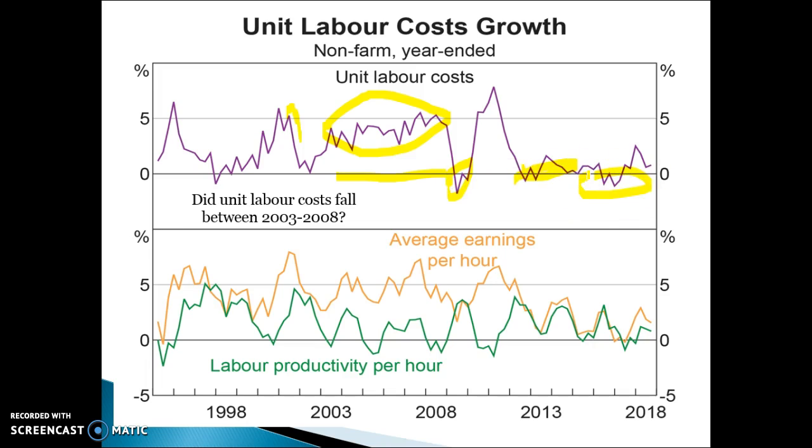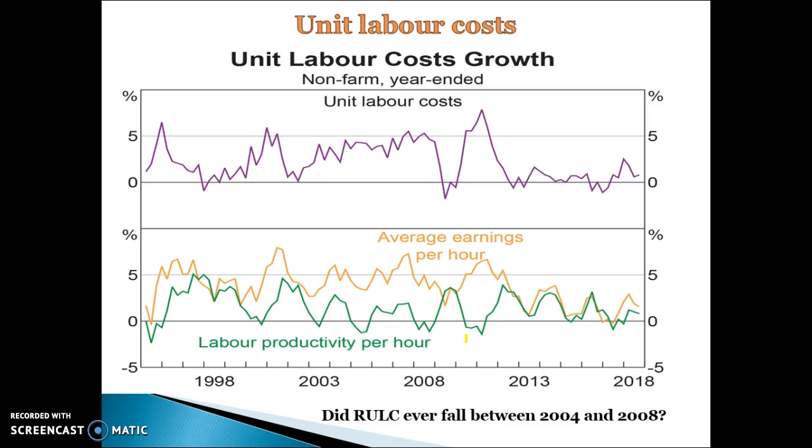And the reason for that is unit labour costs, and I'll show you the ratio in a second, but basically unit labour costs measure your cost of labour per unit of output. So if you look at this graph here, when labour productivity grows at a faster rate than average earnings, that's when your unit labour costs go down. So here's your ratio.